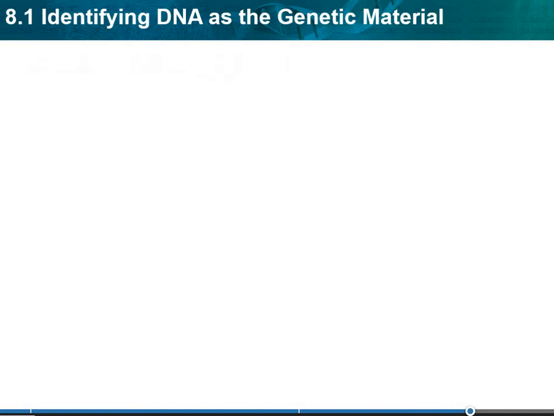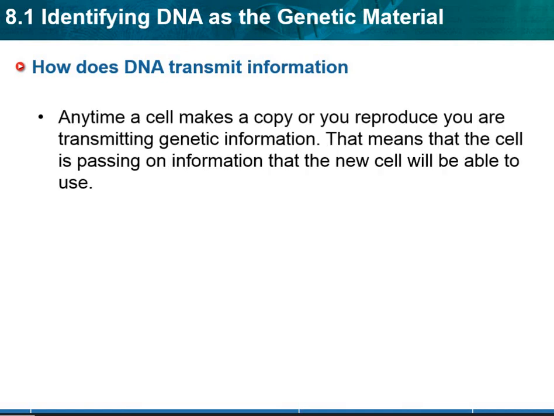And then the final example: how does it transmit information? What does that mean? It means that anytime the cell makes a copy or you reproduce, you are transmitting, passing on that genetic information to the next cell or the next generation. So you're passing it on and being able to use that. Once again, with the textbook example, I've passed those textbooks on to you, and I know that the information is in there, and you are going to be able to use that to help you function within this class. So that's the end of the notes for section 1.